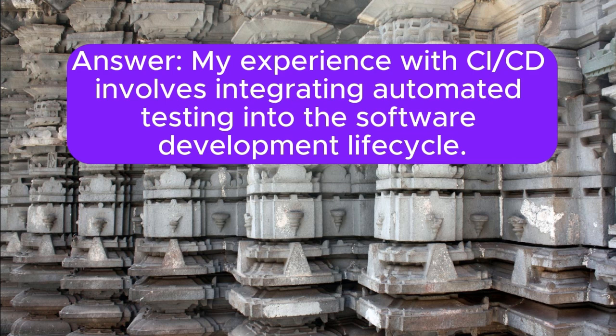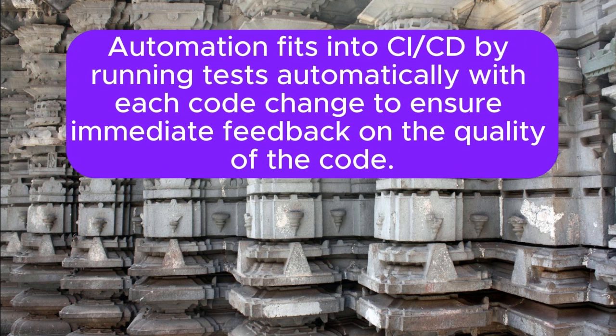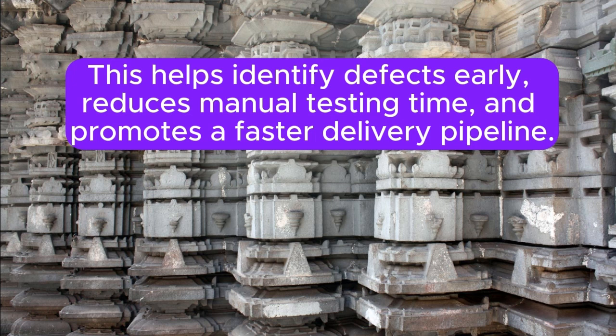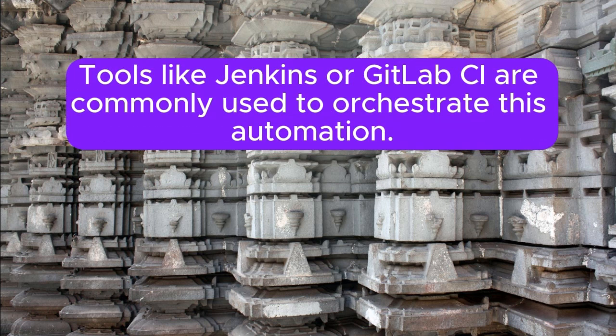Answer: My experience with CI or CD involves integrating automated testing into the software development lifecycle. Automation fits into CI or CD by running tests automatically with each code change to ensure immediate feedback on the quality of the code. This helps identify defects early, reduces manual testing time, and promotes a faster delivery pipeline. Tools like Jenkins or GitLab CI are commonly used to orchestrate this automation.